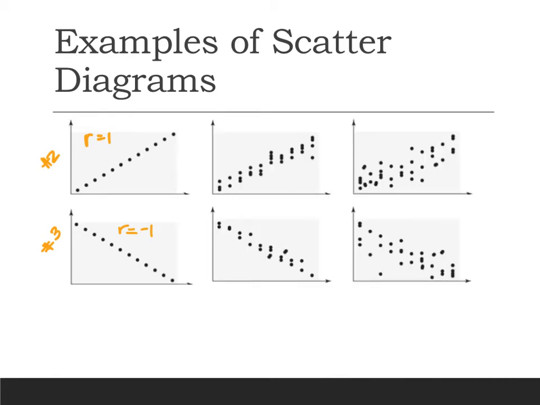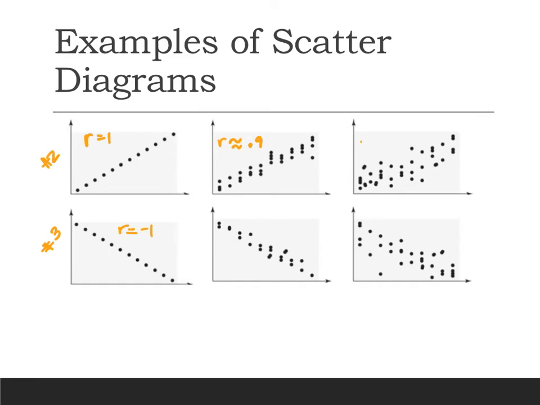So here, let me go back to my pen. This next graph here would have an R of approximately, maybe, I don't know, 0.9. Pretty strong relationship there. We can definitely tell that there's a pattern. If I draw a straight line through there, I'm not going to hit every single point, but all the points are going to be pretty close.